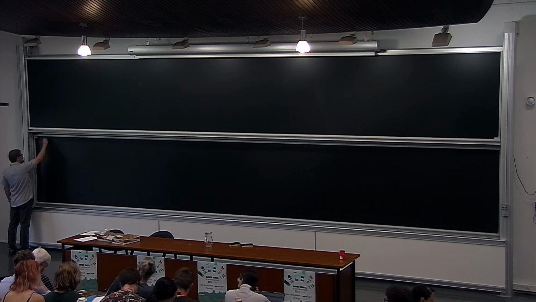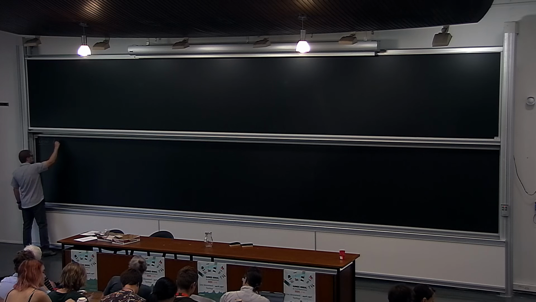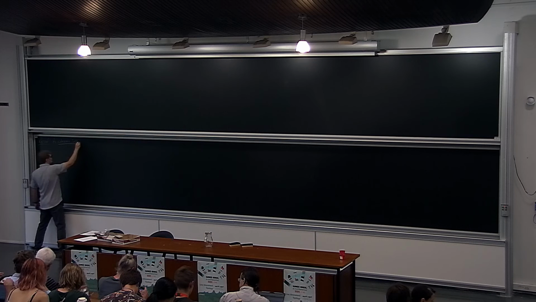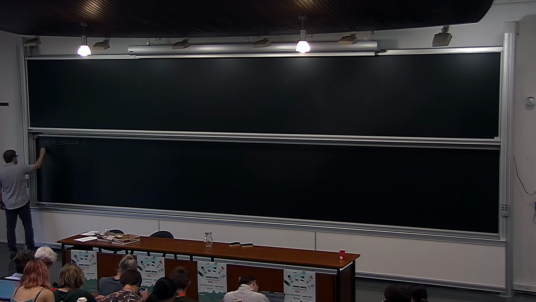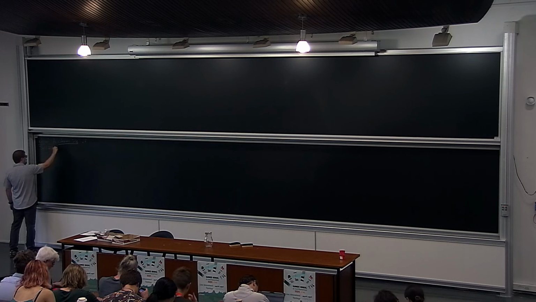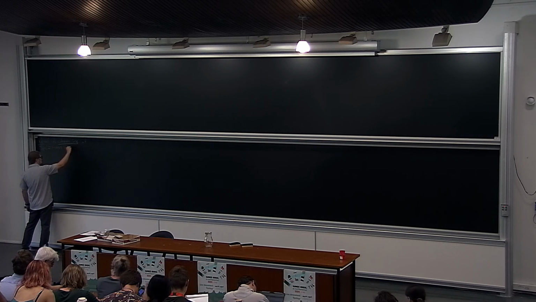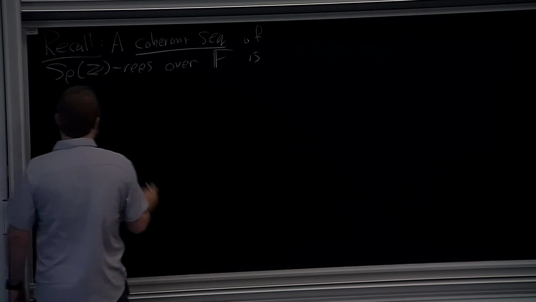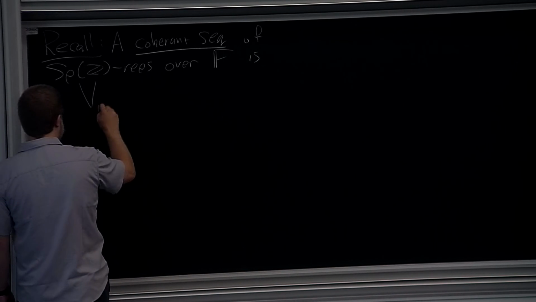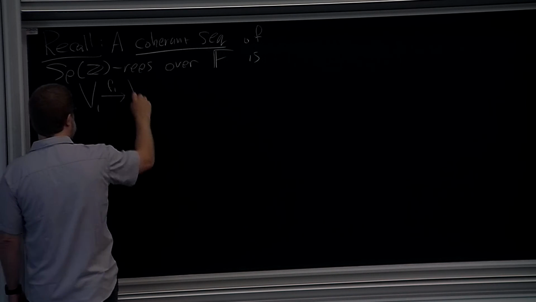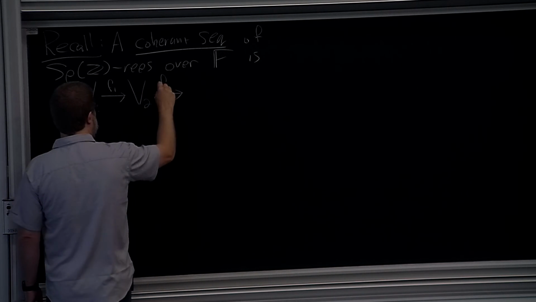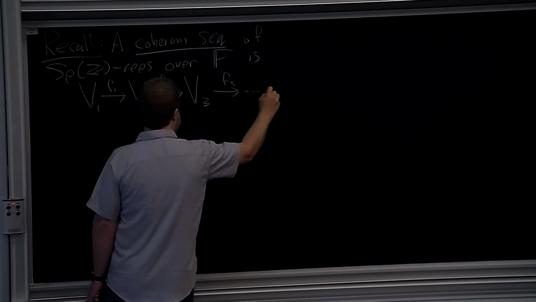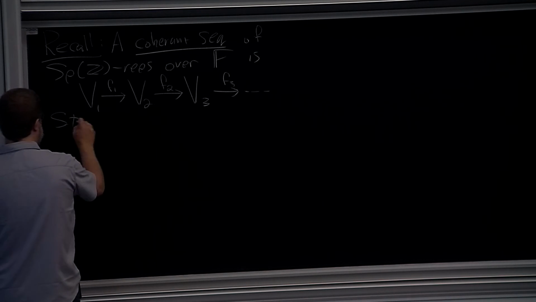So let me recall a definition from last time. A coherent sequence of Sp_Z reps over a field F is a sequence V1 connected by a map F1 to V2, connected by a map F2 to V3, connected by a map F3, and so on, such that 2 things hold.